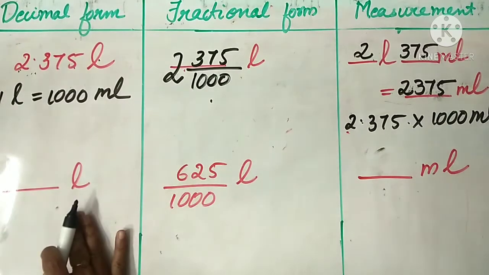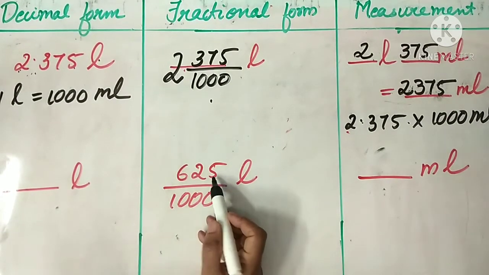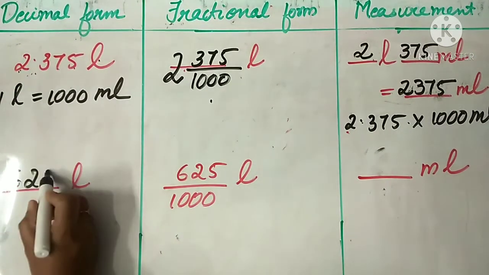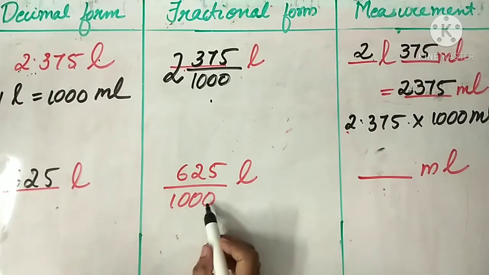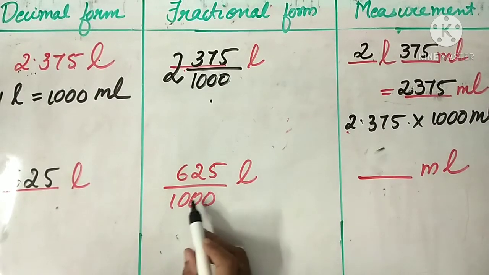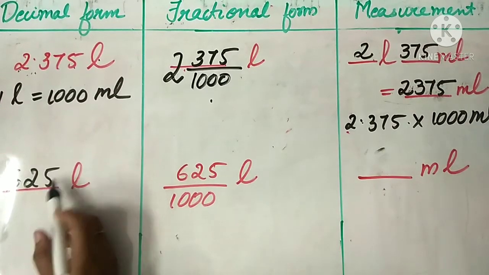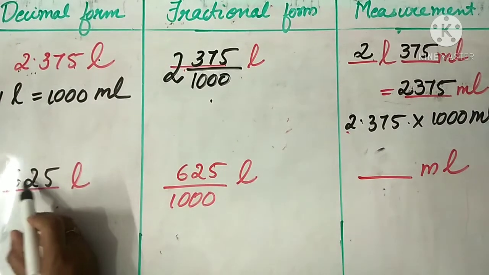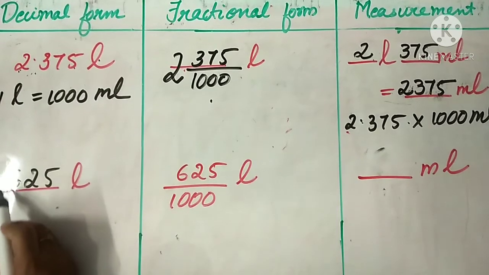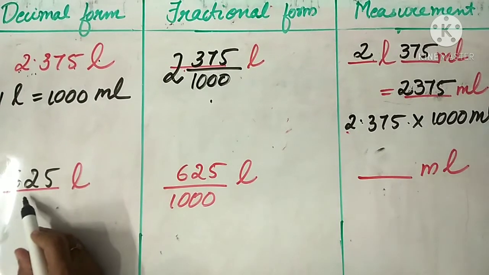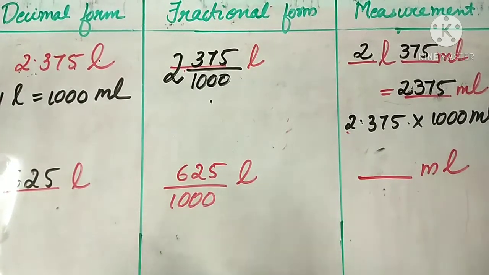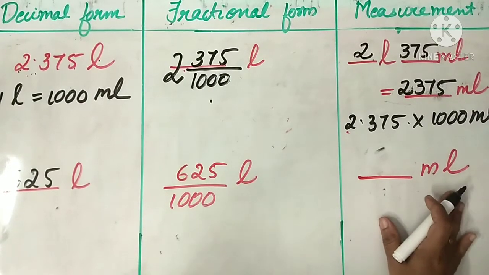Next question. Fractional form is given: 625 by 1000 liter. How will we write the decimal form? We will write the numerator 625. Then count the number of zeros in the denominator: 1, 2, 3. So the point has to jump 3 times to the left. 1, 2, 3. So the answer is 0.625 liter.